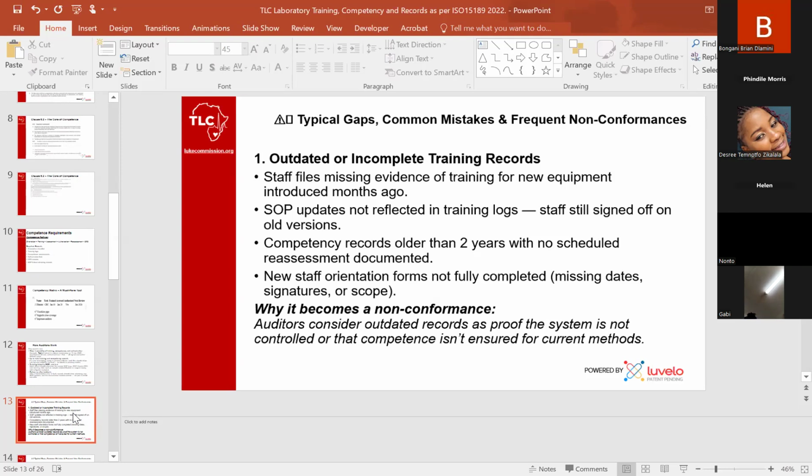New staff orientation forms not fully completed, missing dates, signatures, or scope. Okay, they will check that. Why do these cases become non-conformance? Auditors consider outdated records as proof the system is not controlled or that competence isn't ensured for current methods.